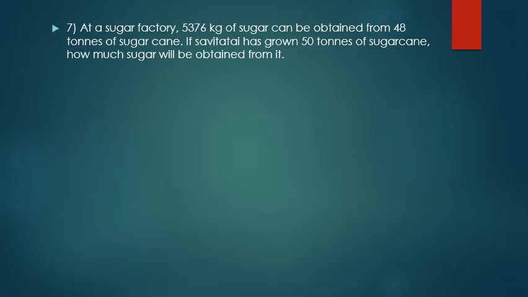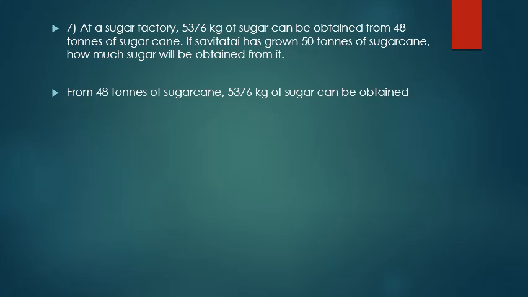Next question. At a sugar factory, 5,376 kg of sugar can be obtained from 48 tons of sugarcane. If Savita Tai has grown 50 tons of sugarcane, how much sugar will be obtained from it? So, we will see the solution.